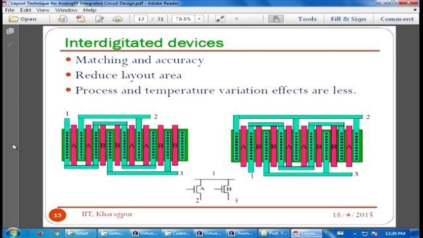For this, what benefit will you get? You will get reduced process variation, and placement-wise it will fit your blocks. That is very important. Otherwise, if you make one transistor very lengthy, it will be problematic for other blocks.